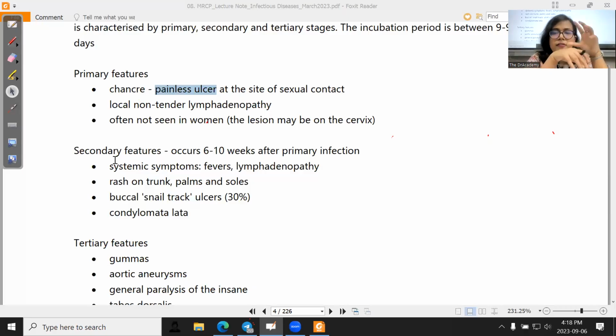For example, if the primary syphilis took place in women, in the vagina or perianal area, or in males around the genital region, the warts will be more prevalent in those particular sites, okay? These are non-discharging and non-ulcerating. They are just like wart-like projections. And buccal snail track ulcer, okay?